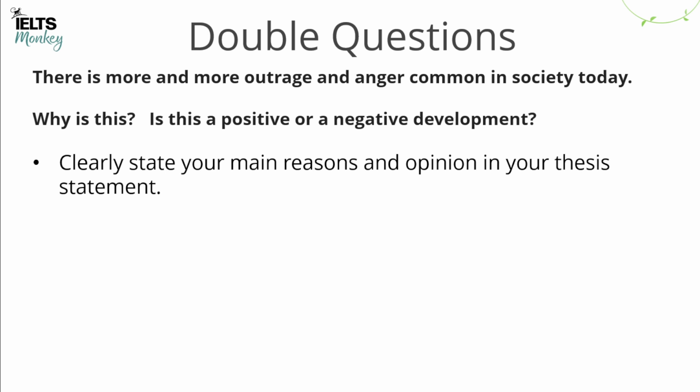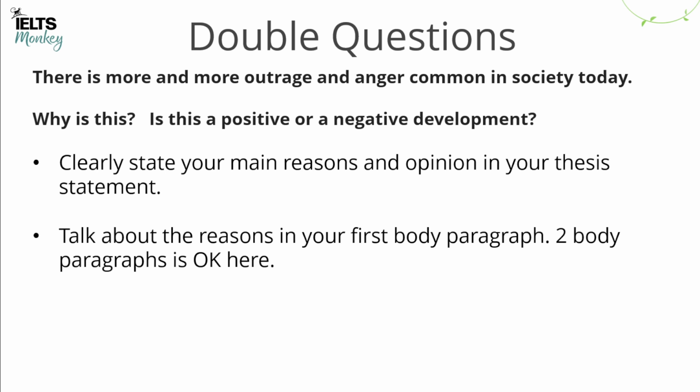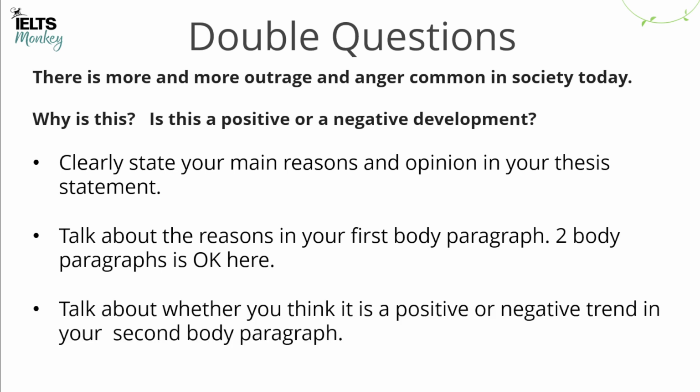The second reason is this. Here's why. Here's an explanation. Here's an example. Here's a result. And then your third body paragraph. Here's why it's a positive trend, or here's why it's a negative trend, and here are my supports. Just make sure you're very clear in your thesis statement. You're very clear in answering both sides. If you just say the reasons, you cannot get higher than a 5 in task achievement. If you just talk about positive or negative development, you cannot get higher than a 5 in task achievement. So make sure you do it all.